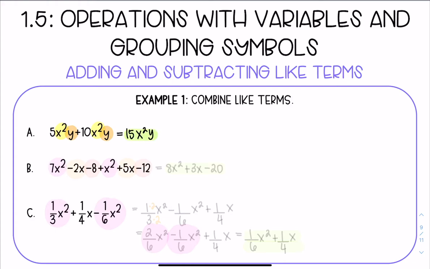Let's look at the next one. 7x squared minus 2x minus 8, and then plus x squared plus 5x minus 12. So looking for like terms, we've got 7x squared and x squared. We've got negative 2x and 5x. And we've got negative 8 and negative 12.